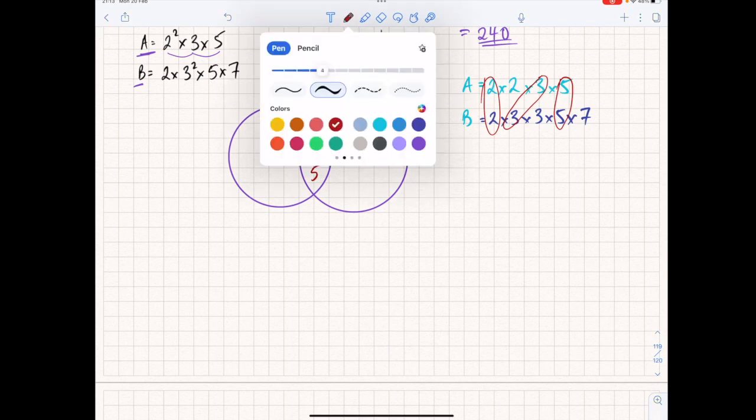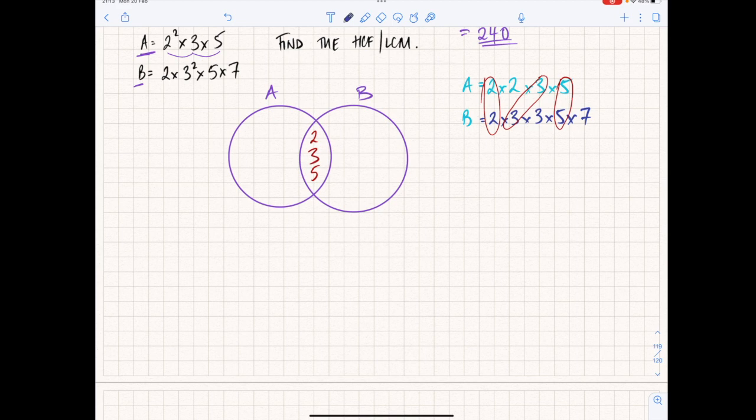And then you're basically just figuring out what goes in the other bits. So 2 is left over for A. We've got a 3 and a 7 left over for B. So that's your Venn diagram complete. So now we need to find the highest common factor. So the highest common factor is going to be this middle section here.